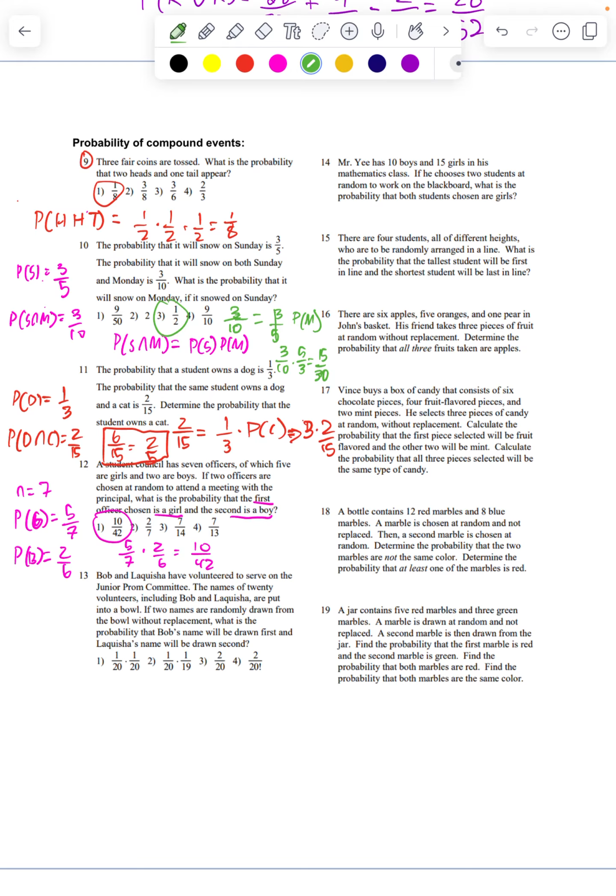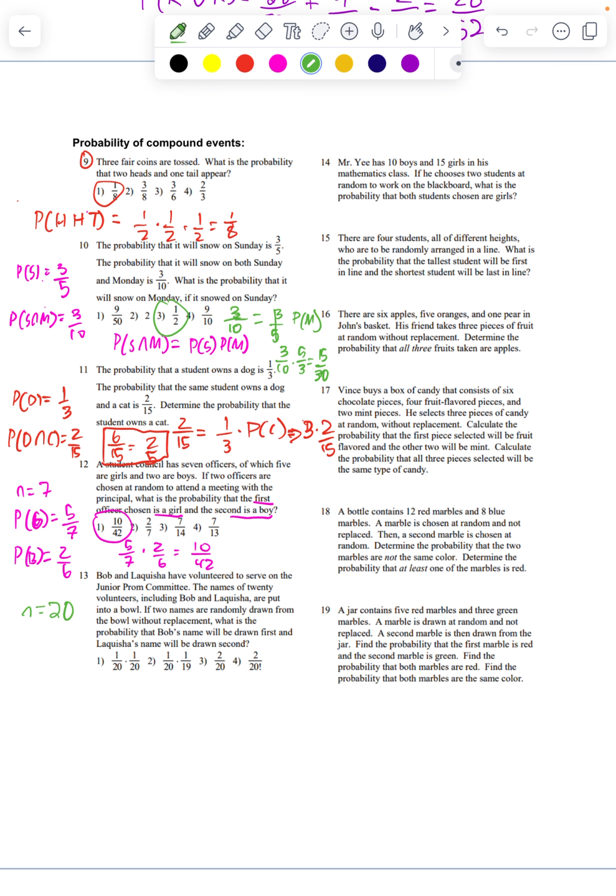All right. Bob and LaQuisha have volunteered to serve on the junior prom committee. The names of 20 volunteers, including Bob and LaQuisha, are put into a bowl. If 2 names are randomly drawn from the bowl without replacement, what is the probability that Bob's name will be drawn first and LaQuisha's name will be drawn second? Similar to the previous example. n is going to be 20 here, and the 20 volunteers include Bob and LaQuisha. So they're in it. We're not adding 2 extra volunteers.